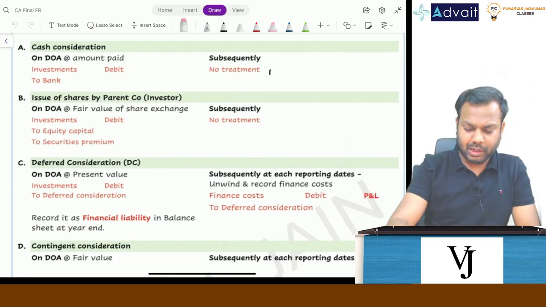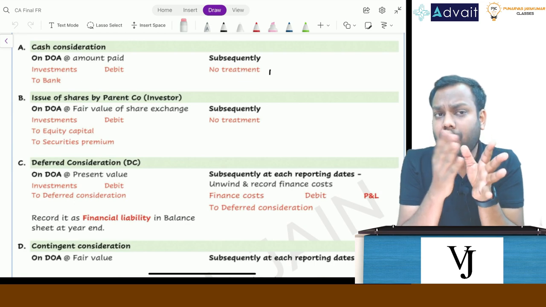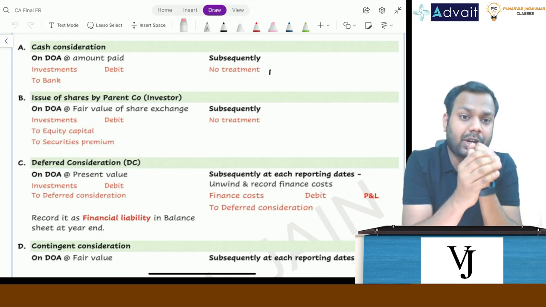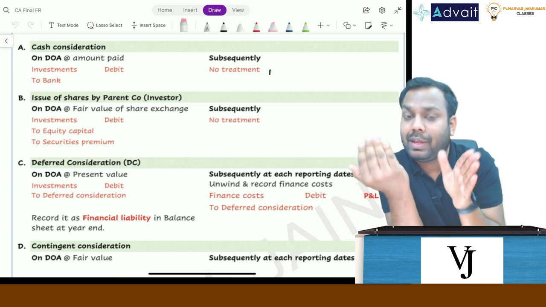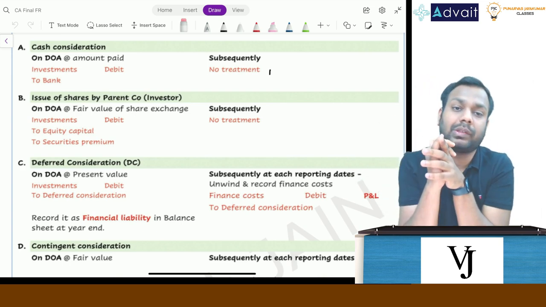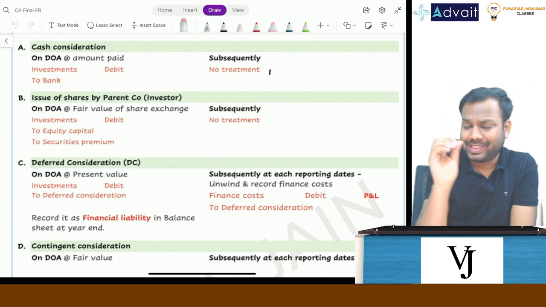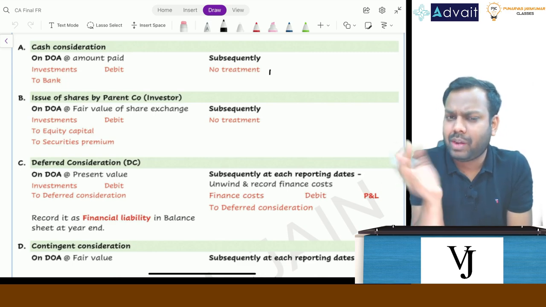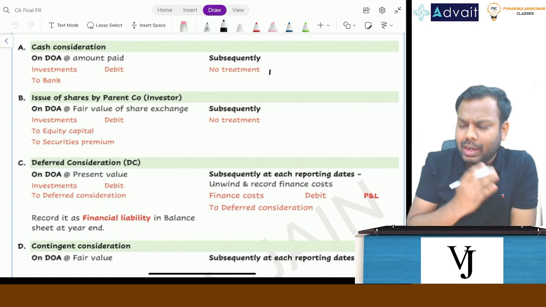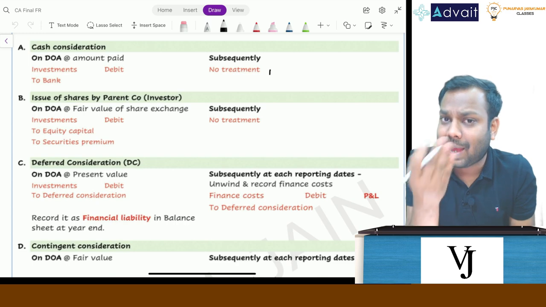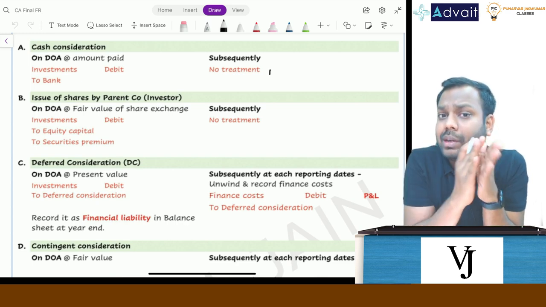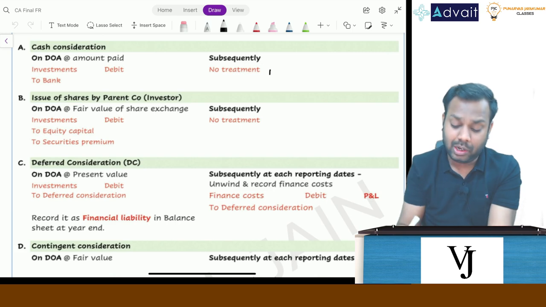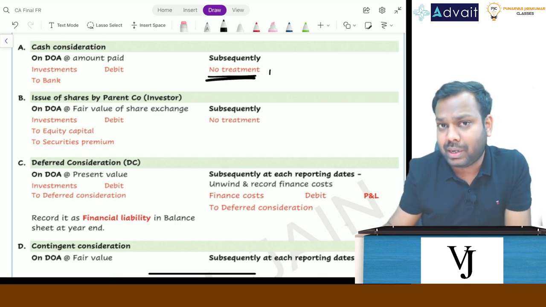Now understand, when we're discussing the cost of investments, we'll discuss two types of treatment. One is the treatment on the date of acquisition, and another is the treatment subsequently. Will there be any subsequent impact of that settlement consideration? The first is cash consideration. What is the journal entry of a cash consideration? It is investments account debit to bank, whatever amount we have paid. Now when we purchase anything and we settle the transaction in cash, is there any subsequent treatment? No, the transaction gets closed. You purchase it, you pay the amount, the transaction gets closed. No subsequent treatment.